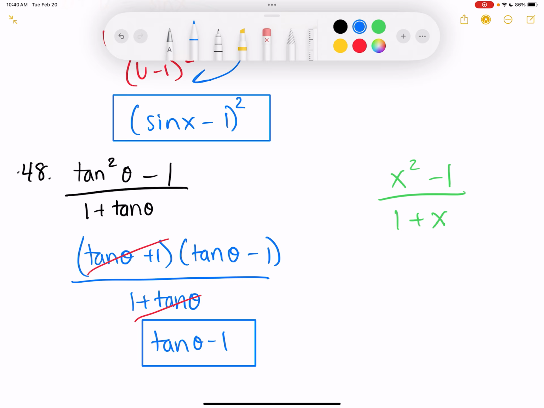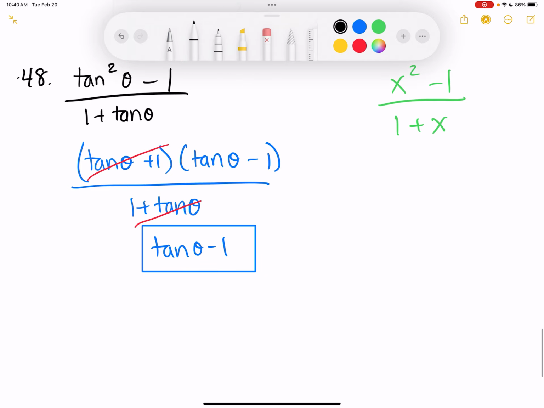You got it under control over there. Yeah, I'm just thinking fish. Tangent of fish. Fishy, fishy.